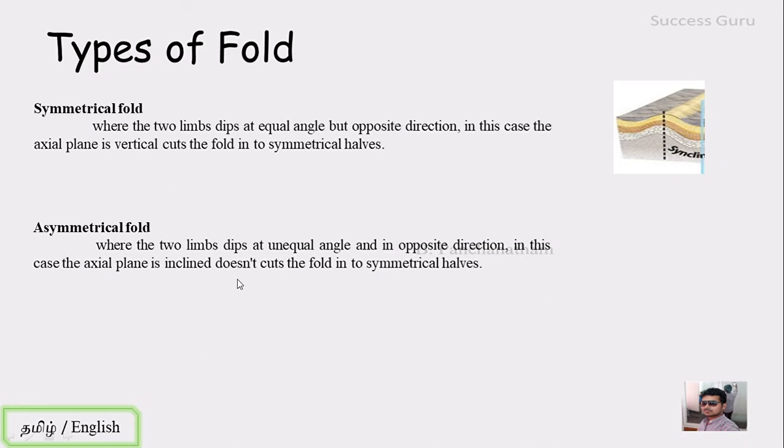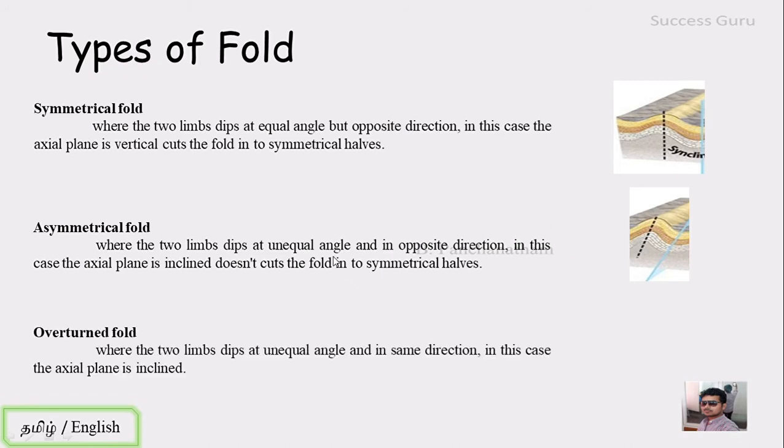Okay. So this is the difference between symmetrical and asymmetrical fold. The axial plane is inclined and dipping in opposite direction, as well as the unequal angle. Okay. And the third one is the overturned fold, where the two limbs dip at unequal angle and in the same direction. In this case, the axial plane is inclined.